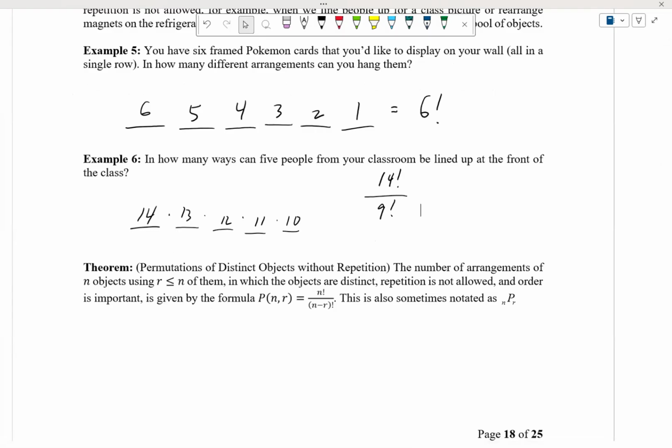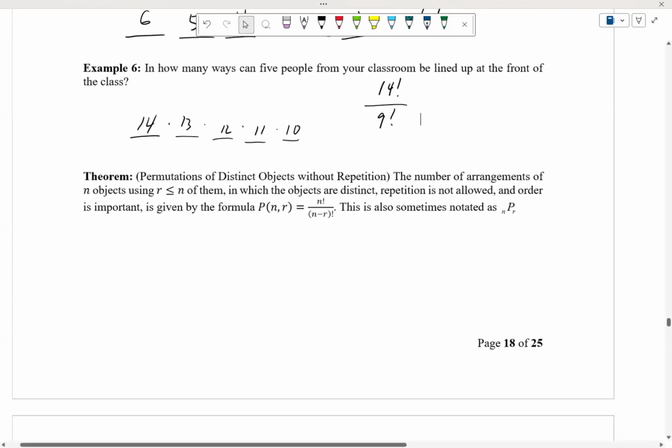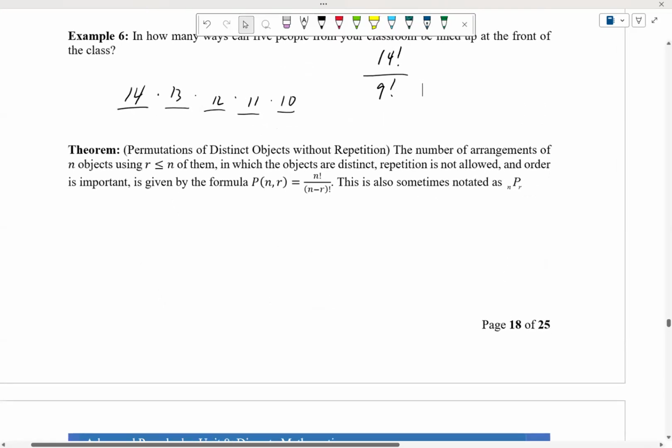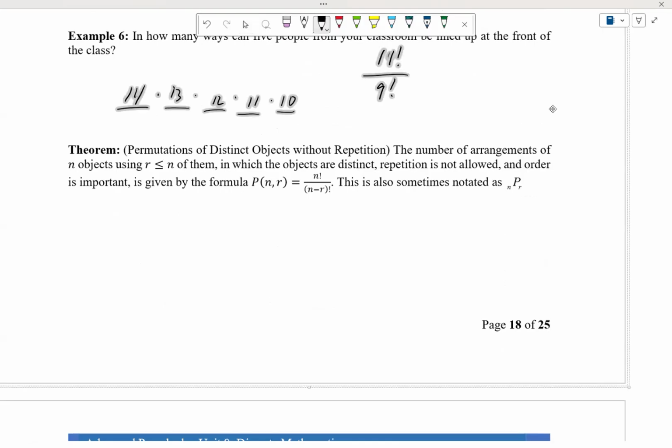And of course, this order means that if 2 people switch places, that counts differently because the order does matter for a permutation. That is the definition. So, Sahana, you hit the nail on the head right here with this theorem. The number of arrangements of n objects using r of them, in which objects are distinct, repetition is not allowed, and order is important, is given by this formula: n factorial over n minus r factorial.